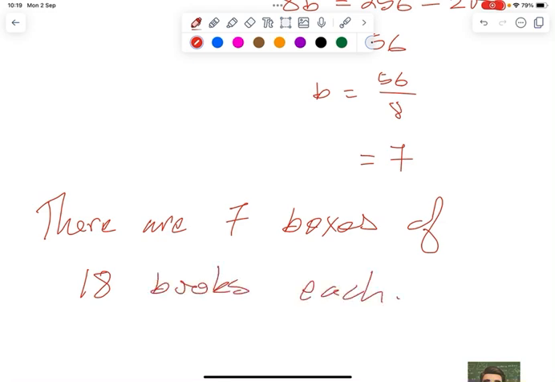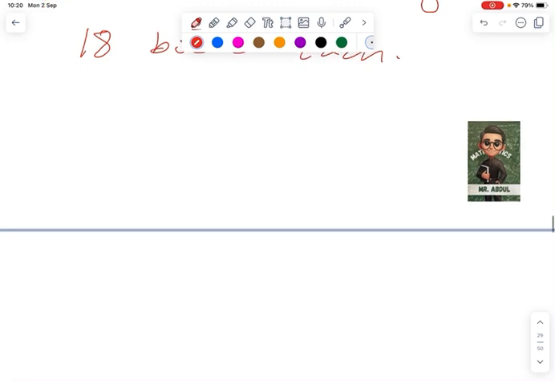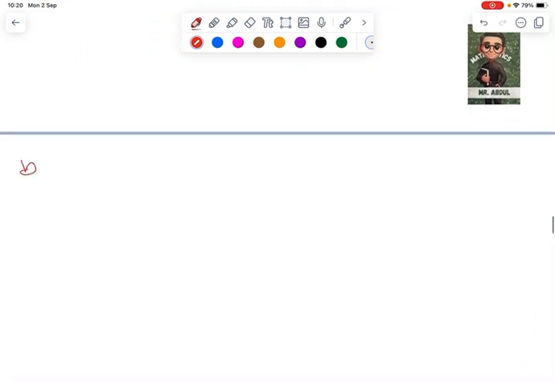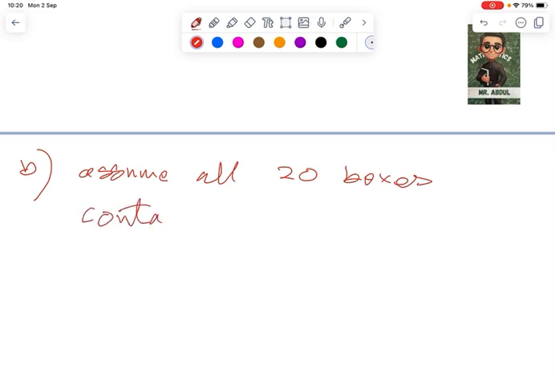Simple. Okay? Now, let's try the assumption method. Can we solve this question using the assumption method? Part B, same question, right? So what we do with the assumption is just assume all 20 boxes contain, I mean, sorry, 10 books.